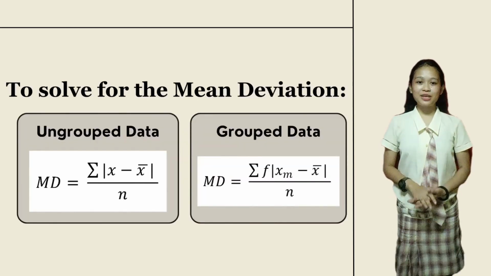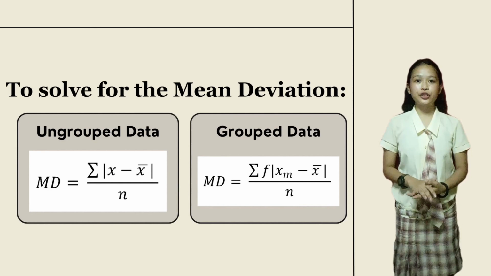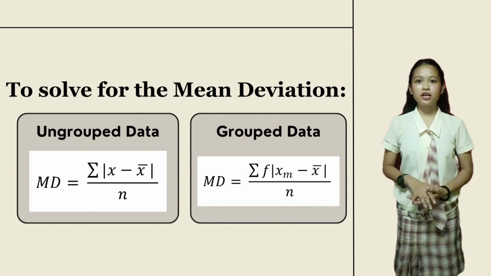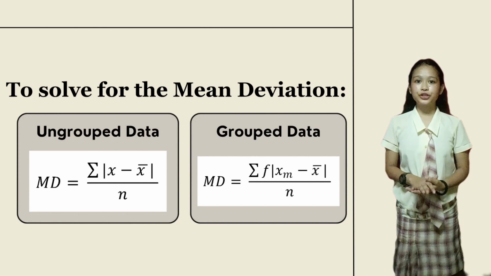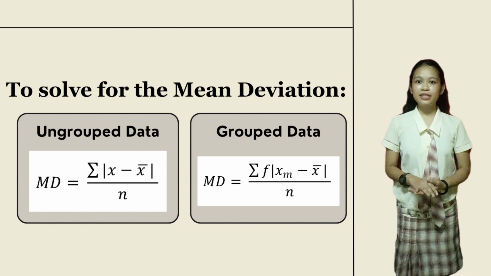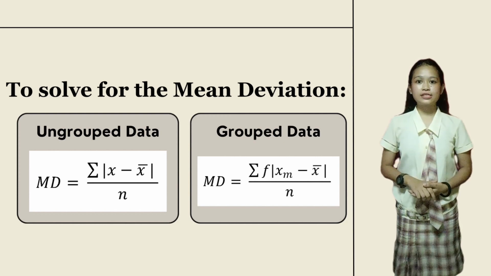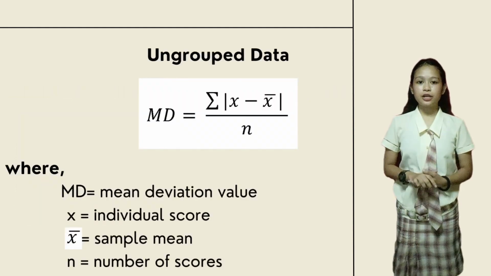So to solve for the mean deviation, we still have two different formulas for the ungrouped data and the grouped data. For ungrouped data, the formula is mean deviation equals the sum of the absolute value of x minus x bar divided by n. And for the grouped data, the formula is mean deviation equals the sum of the product of the frequency and the absolute value of x sub m minus x bar divided by n. Let's have first the ungrouped data.